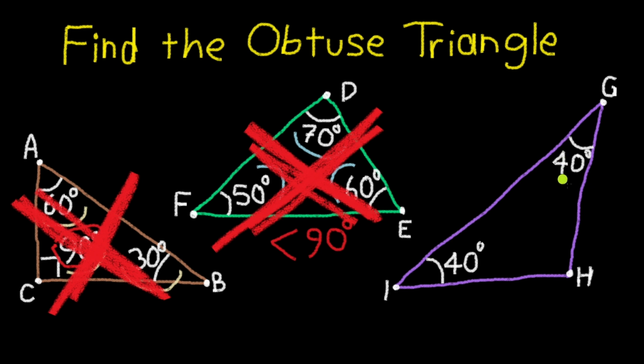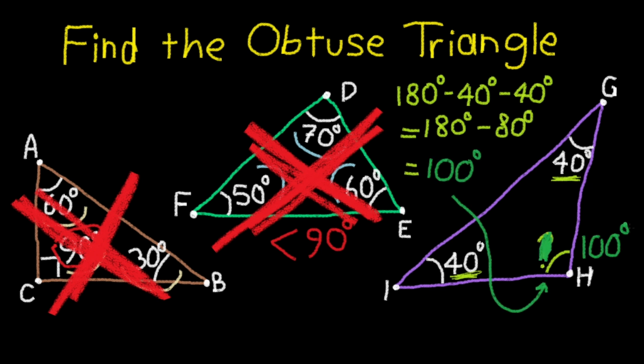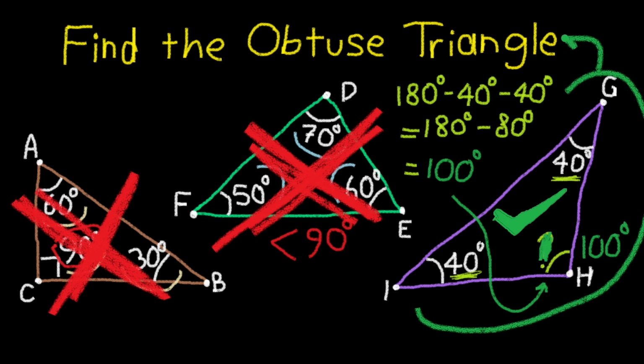Let's take a look at this last triangle over here. The triangle GHI has two equal interior angles that measure 40 degrees each, and we do not know the third angle. But we know that the interior angles of any triangle add up to 180 degrees. So let's do the math to find the missing angle. And we find it to be 100 degrees, which is greater than 90 degrees. Therefore, we can conclude that the triangle GHI is the obtuse triangle we've been looking for.